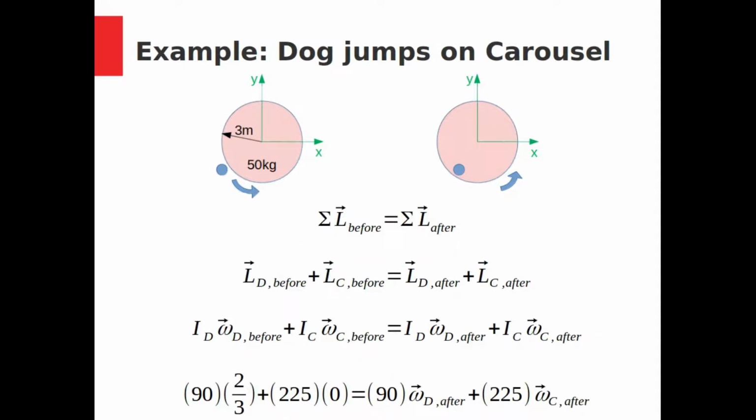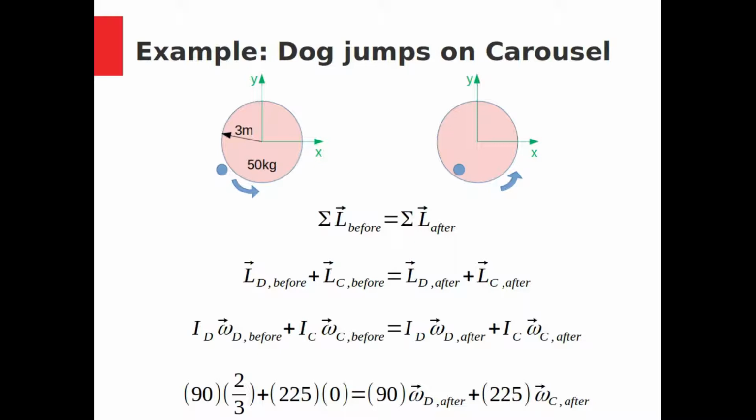Now, let's apply all this information to conservation of angular momentum. The total momentum before the collision equals the total momentum after. We can expand out the total momentum to account for the individual momenta of the dog and the carousel, and then we can expand those to account for the definition of angular momentum. We can substitute in all we know.